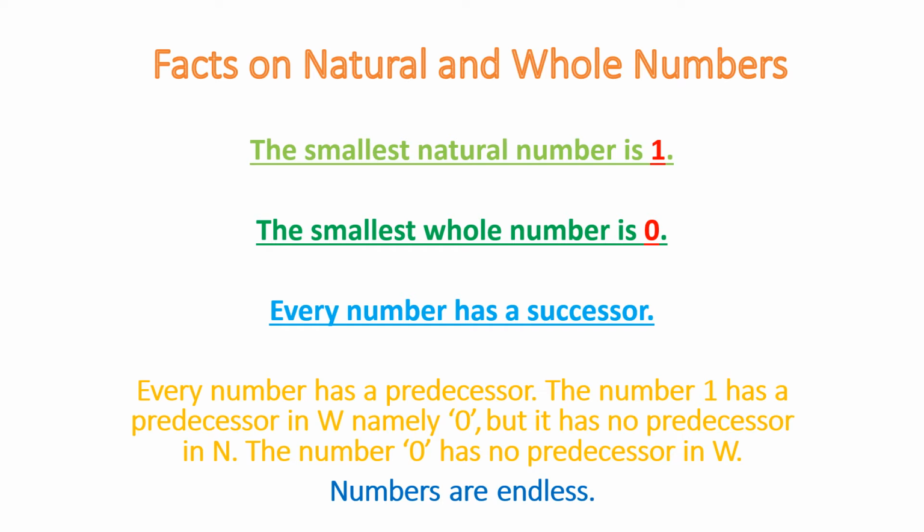But it has no predecessor in N. When we consider the natural numbers, they start from 1, 2, 3, 4, etc. So in natural numbers, there is no predecessor for the number 1. The number 0 has no predecessor in W. In whole numbers, the smallest number is 0, and that 0 has no predecessor.